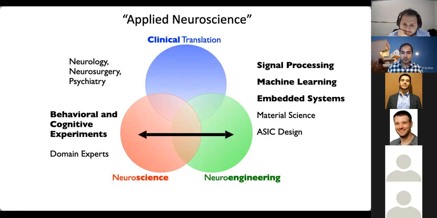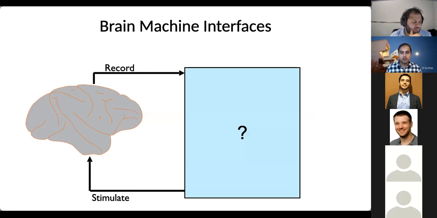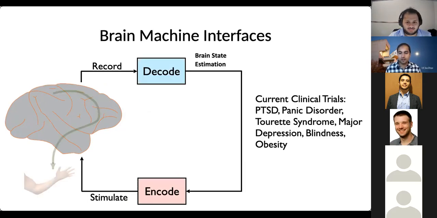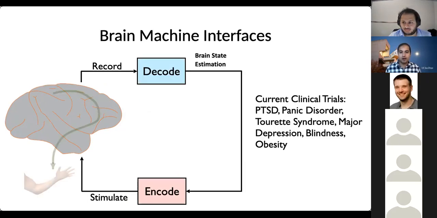And that translation is really based on iteration between basic neurosciences and neuroengineering that allows for rapid translation and feedback throughout these loops. So let's come back to brain-machine interfaces, right? So, pontificated at a very high level now. Let's focus back down on this goal of brain state estimation.